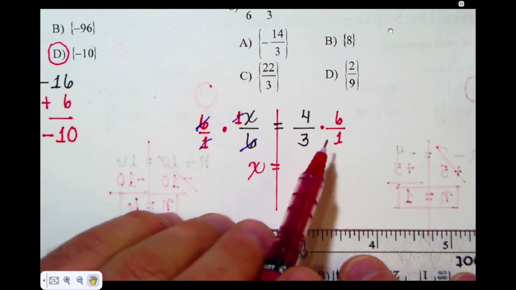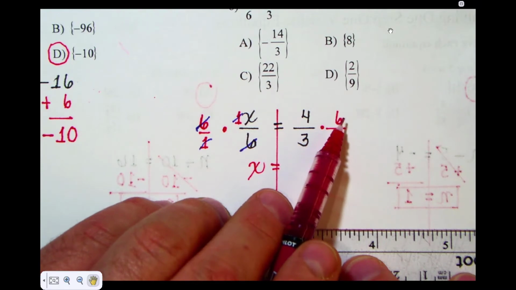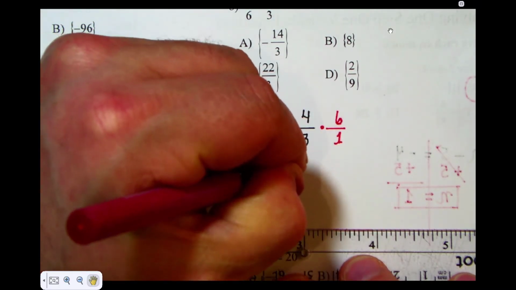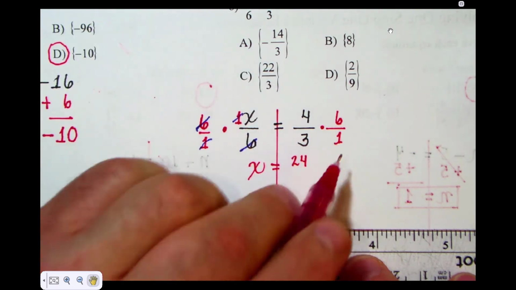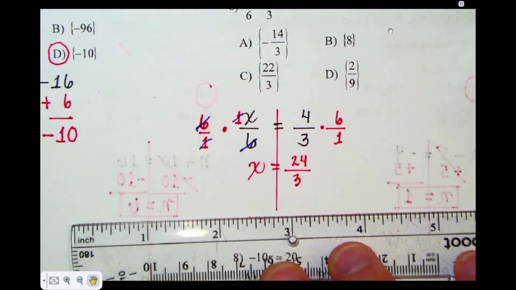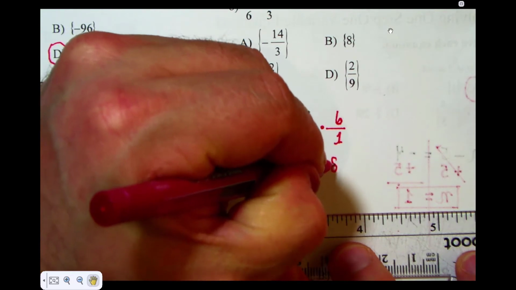Now, you could do 4 times 6 is 24, okay? 3 times 1 is 3. We say multiply across the top, across the bottom. 24 divided by 3 is 8. Okay, so the answer is 8.